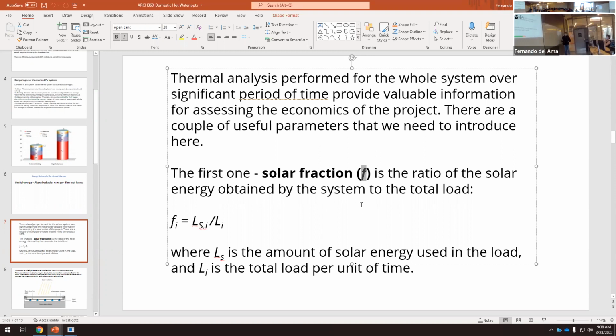So what's the energy that we are absorbing? It's the amount of fluid times the specific heat of the fluid. This is the specific heat of water times outlet minus inlet temperature. Okay, so this is the energy that we are getting from the system.